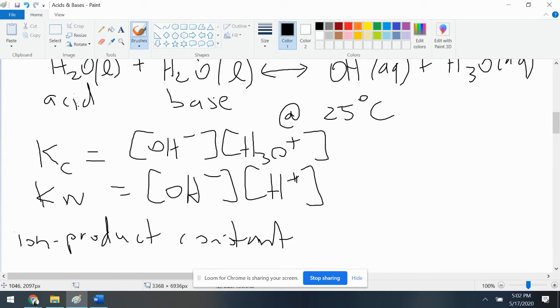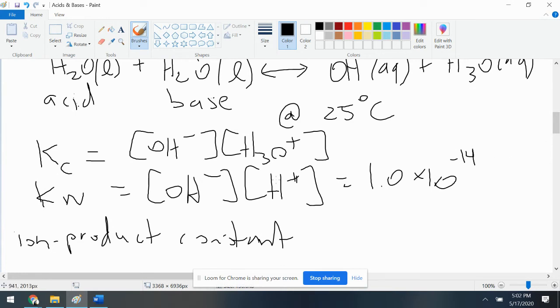Based on experimental value, the ion product constant is going to be 1.0 times 10 to the negative 14, which is very, very small, at 25 degrees Celsius. So again, temperature is important. If it's not 25 degrees Celsius, then that constant is not going to be 1.0 times 10 to the negative 14. For any particular problem, if I don't indicate temperature, you're just going to assume it's at room temperature, which is 25 degrees Celsius.